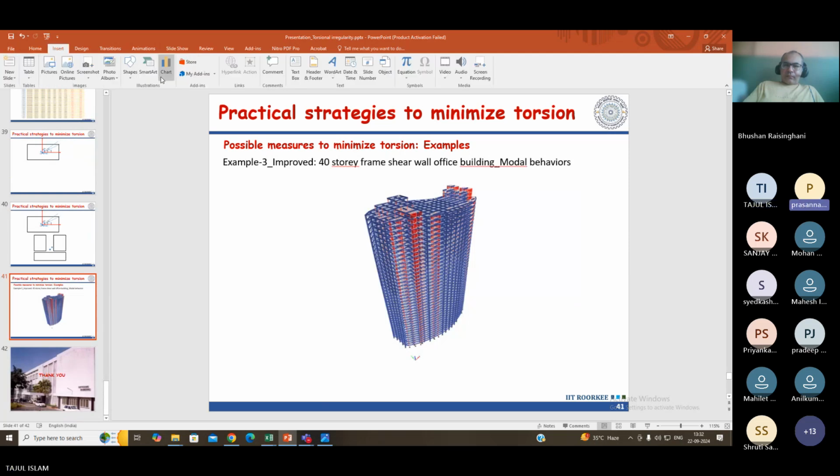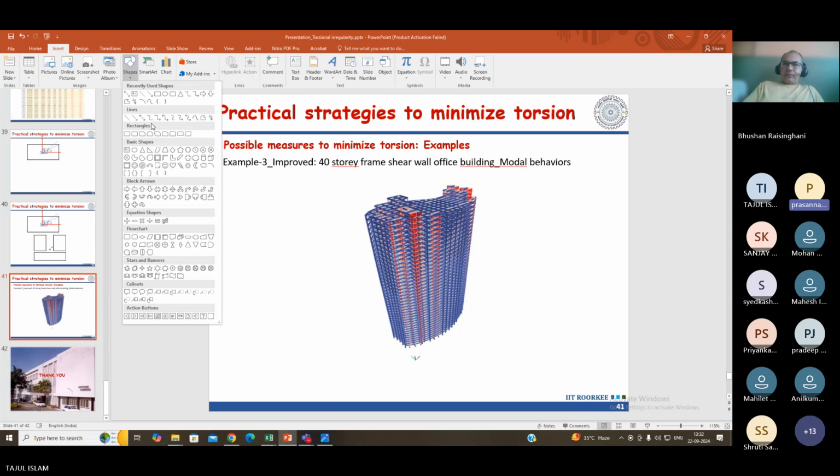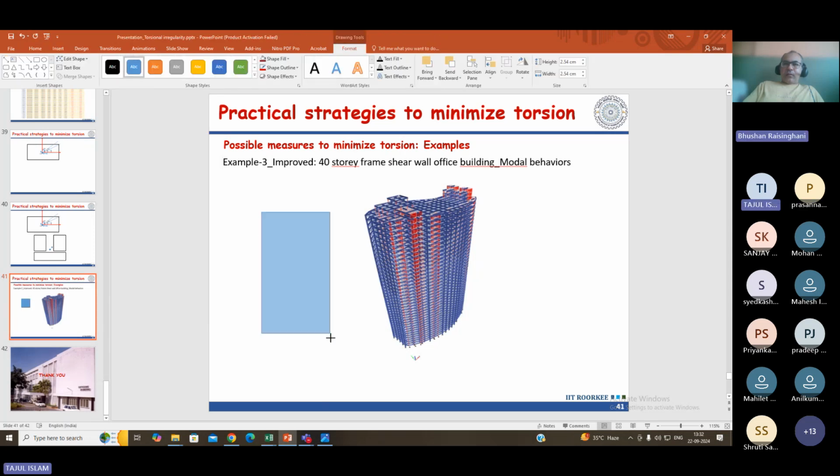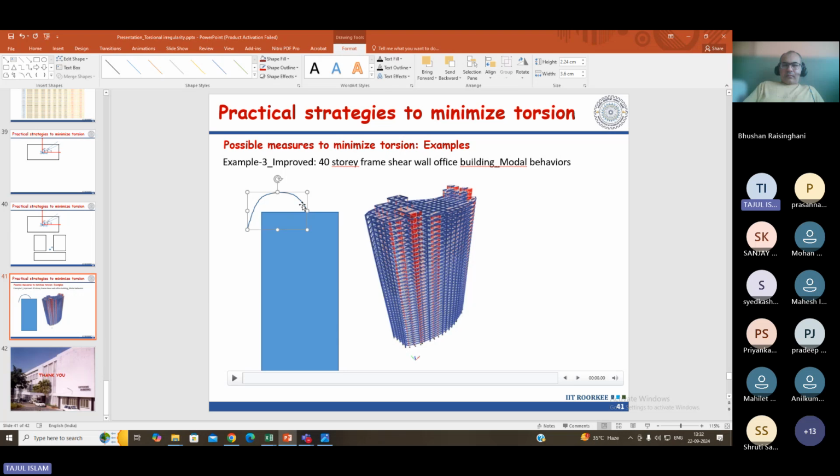So that's why the code imposes the 65% that you were told earlier. You should avoid torsion totally. See, give me 2 minutes, okay? This is your moment, right? Yes.